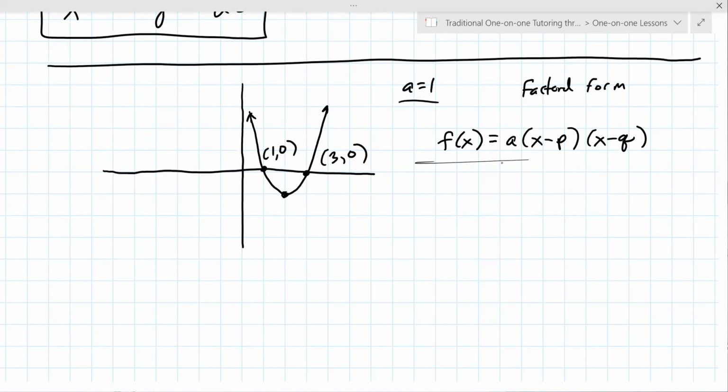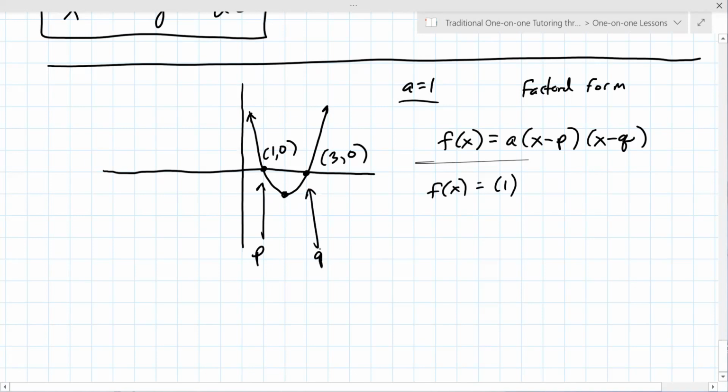Would you like me to go through this one? Yeah. Okay, so do you see how A is 1? A is 1. So I'm going to put 1 in for A. This is P, this first one, and this is Q, because P comes before Q. So it's X minus 1, X minus 3. And that's it. You're done.